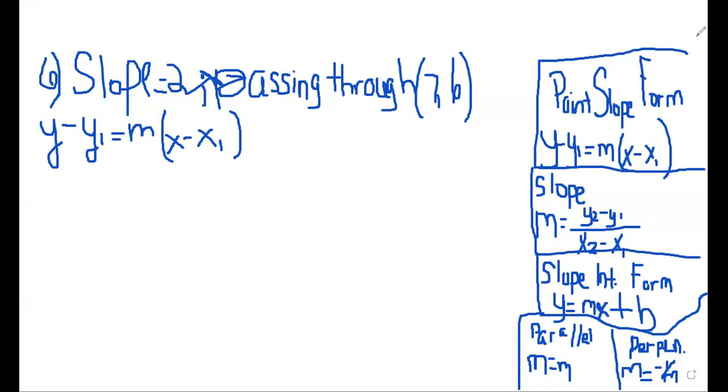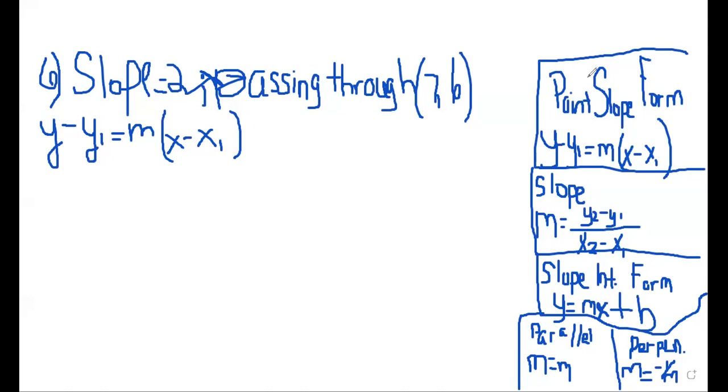As we begin with problem 6, it says that the slope is equal to 2 and it passes through the point (7, 6). So first thing we need to do is talk about the formulas that relate to slope.